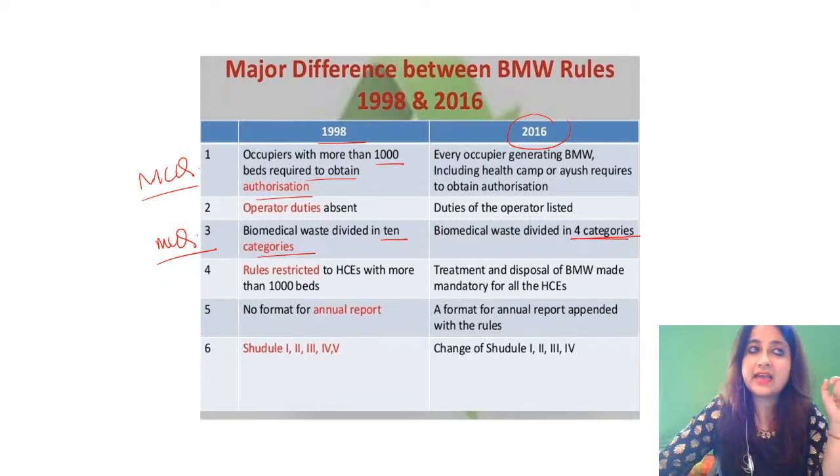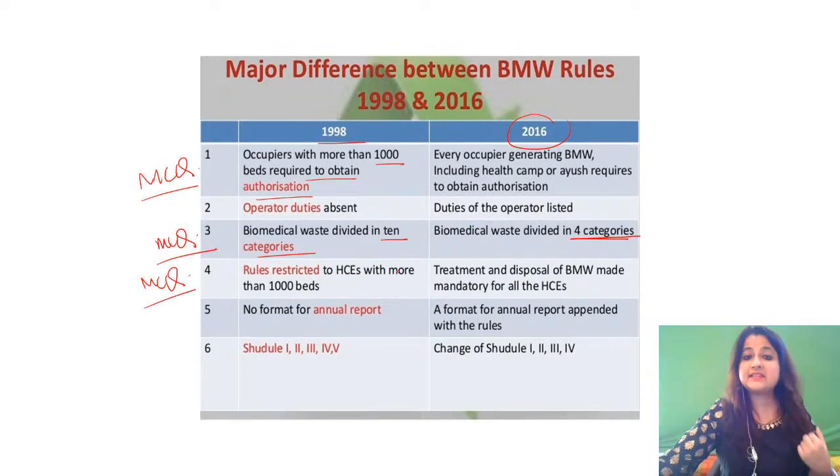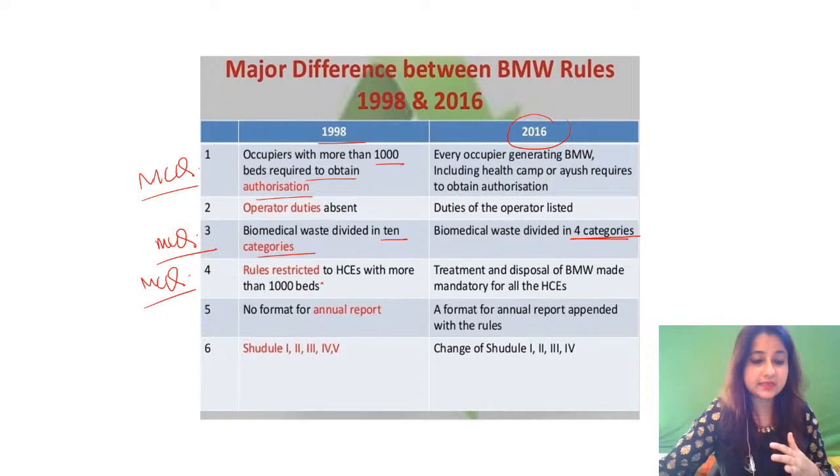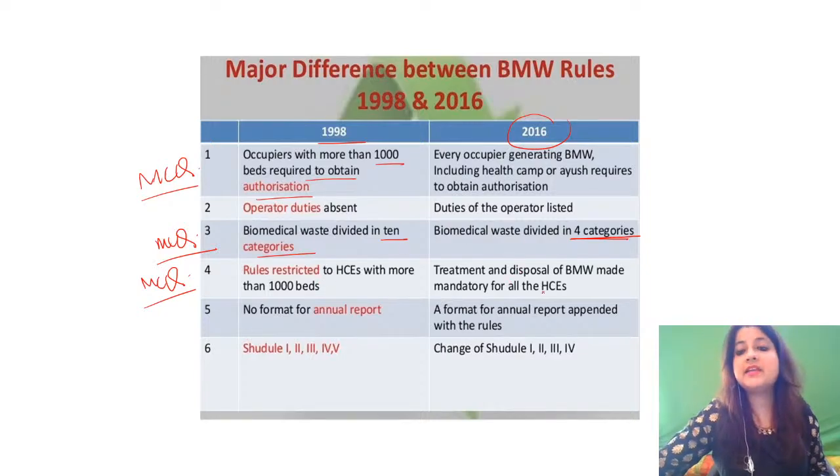We have 4 categories. This is also one of the most important questions: how many categories do we have now? So we have 4 categories. And this is also an MCQ. Rules were earlier restricted to healthcare establishments with more than 1,000 beds, now it is for all the healthcare establishments.